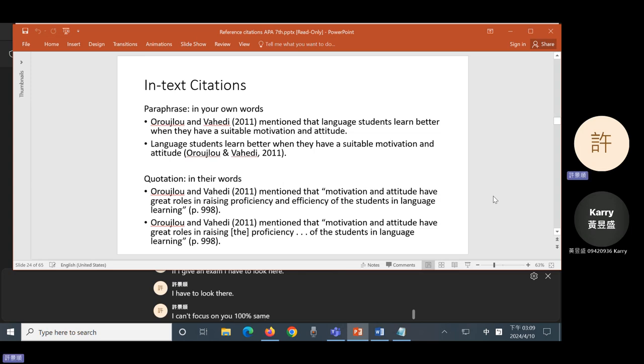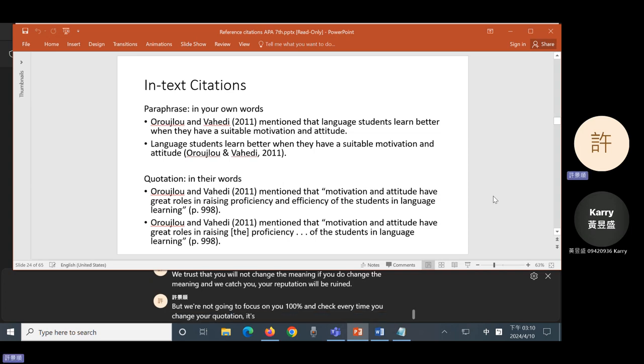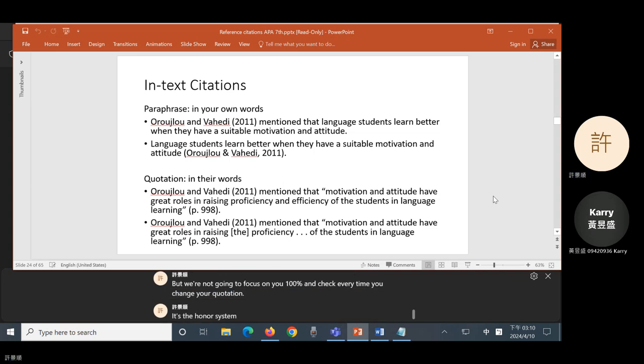Same thing with changing quotations. We trust that you will not change the meaning. If you do change the meaning and we catch you, your reputation will be ruined, but we're not going to focus on you 100% and check every time you change your quotation. It's the honor system, 荣誉制. In terms of grammar, this is how you change your quotation.